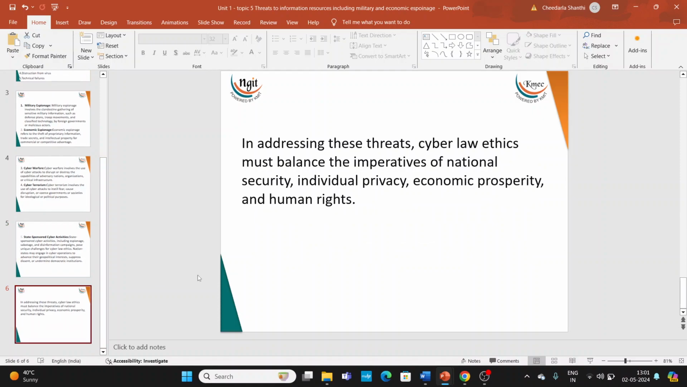In addressing these threats, identifying the cyber threats is needed. Coming to the threat, cyber law must balance the national as well as economic perspective, and along with that it has to protect human rights.